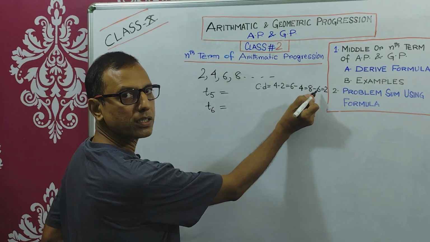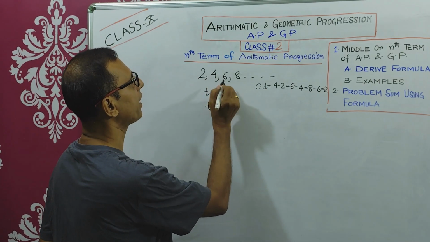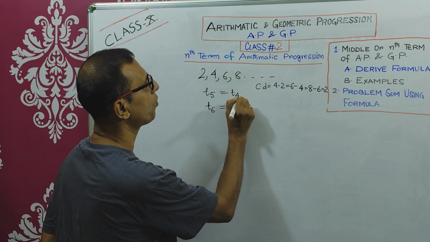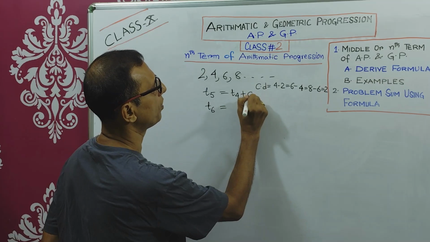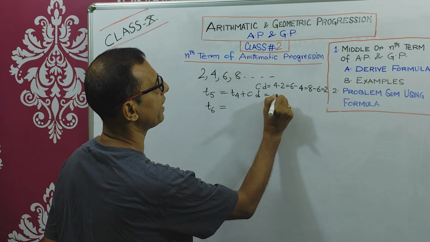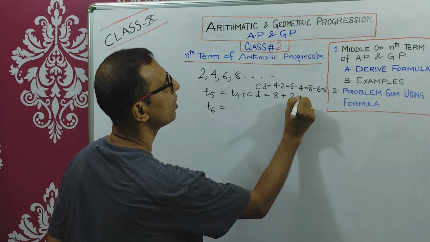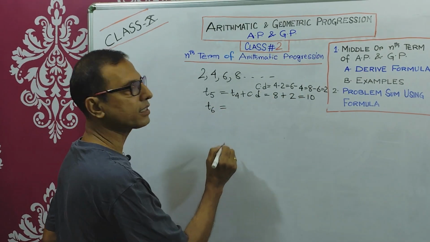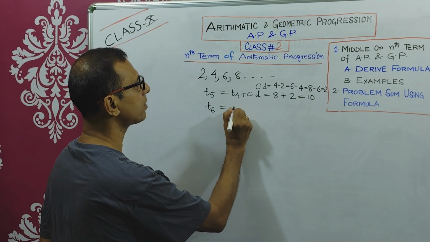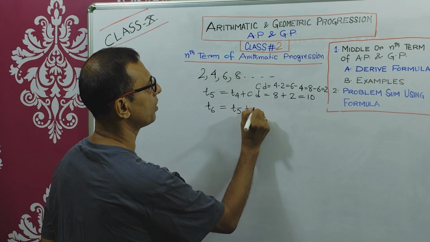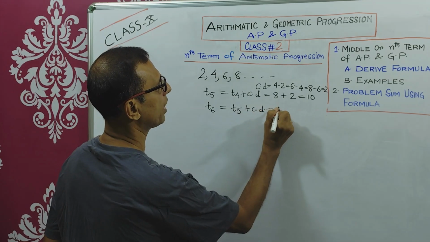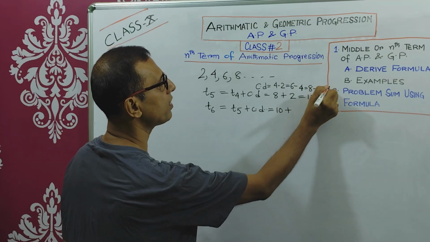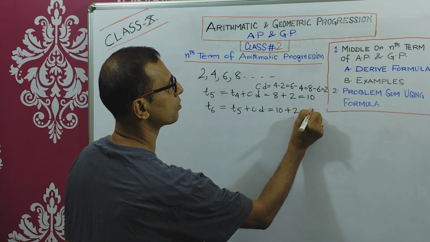Now if you know the common difference, what is T5? T5 equals its predecessor term T4 plus the common difference. So what is T4? T4 is 8. 8 plus common difference 2 means 10. So T5 equals 10. T6 should be the predecessor term T5 plus the common difference, CD. So what is T5? Already you have found out, it is 10. And what is the common difference? That is 2. That means 10 plus 2 equals 12.